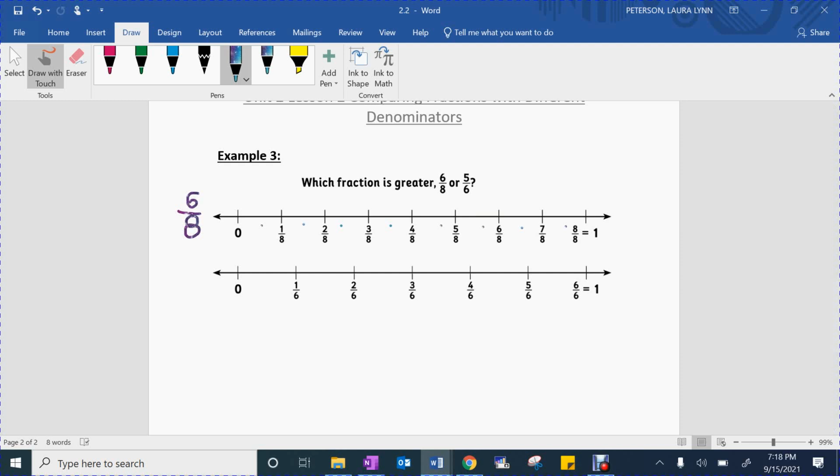Now it's time for shading. 6 means we color in 6 of those sections. So using your pencil, let's color in 6 sections.